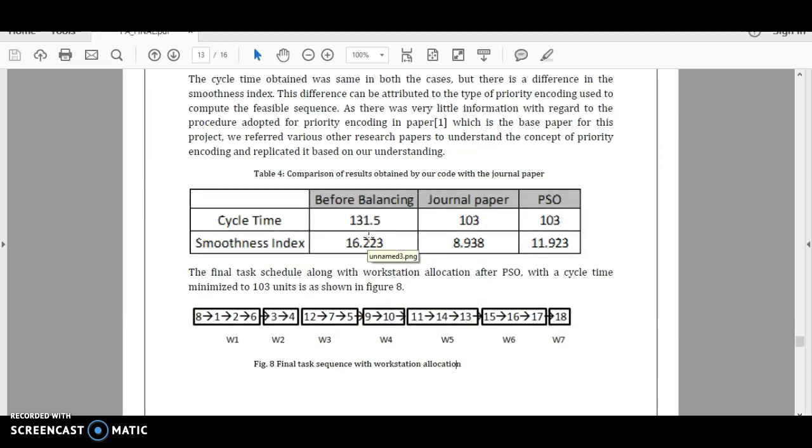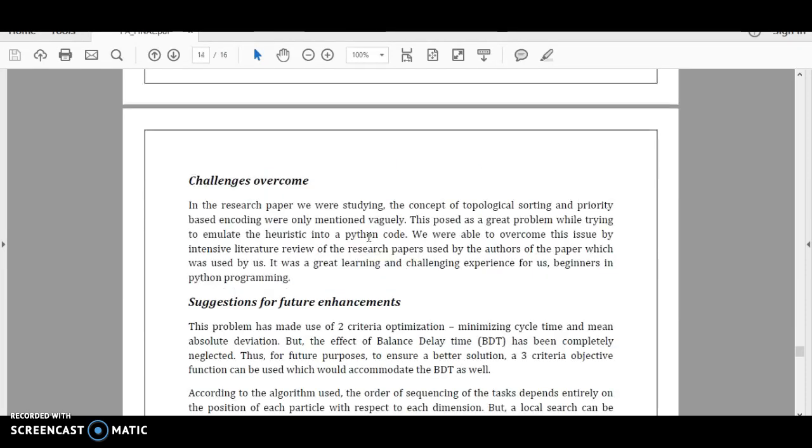The paper had a cycle time of 103, and we also got 103, and these are the workstations which were allotted for different tasks. And this is our project.